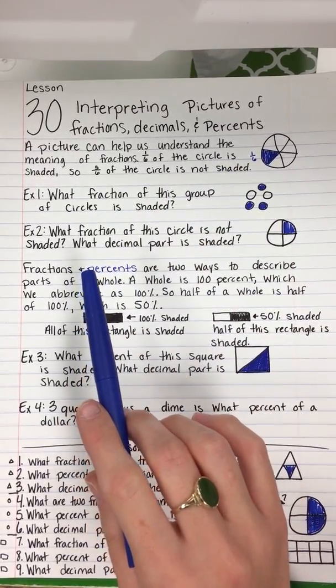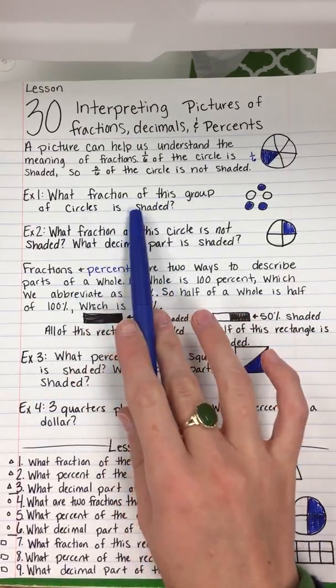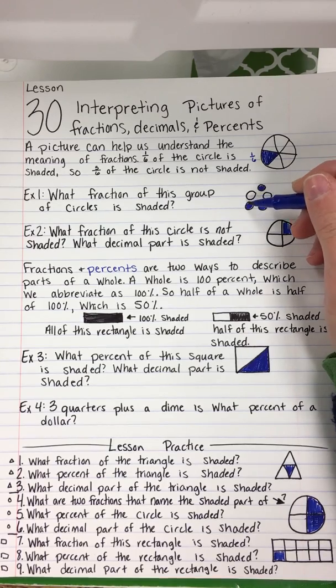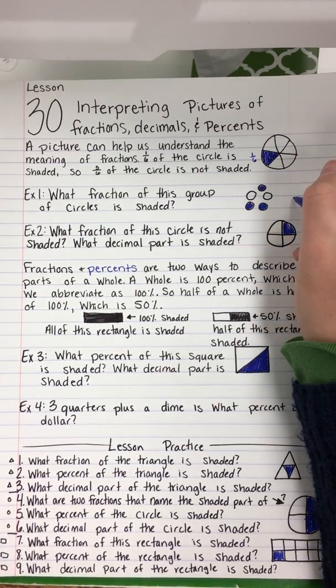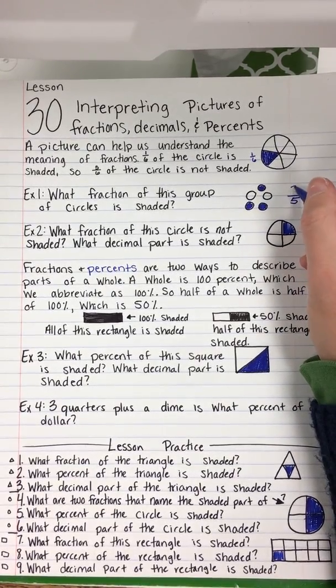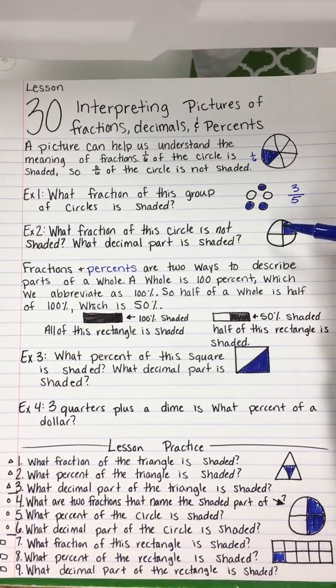So, example 1. What fraction of this group of circles is shaded? Well, there are how many circles total? 1, 2, 3, 4, 5. So 5 is the denominator. And how many are shaded? 1, 2, 3. 3 are shaded. That is the fraction of the shaded group.